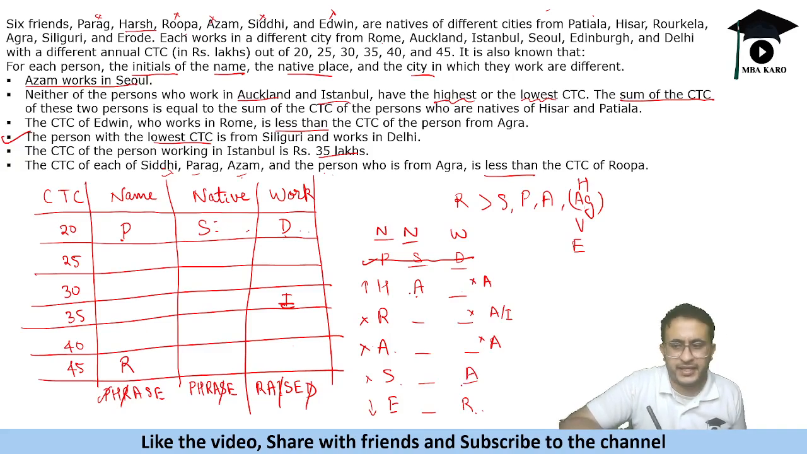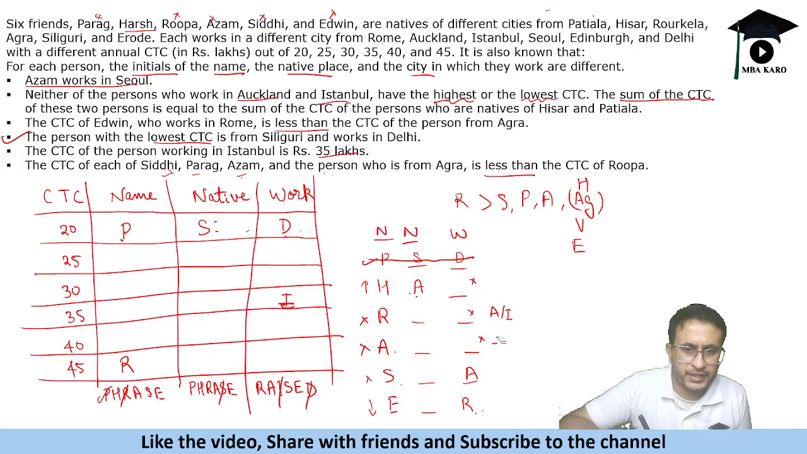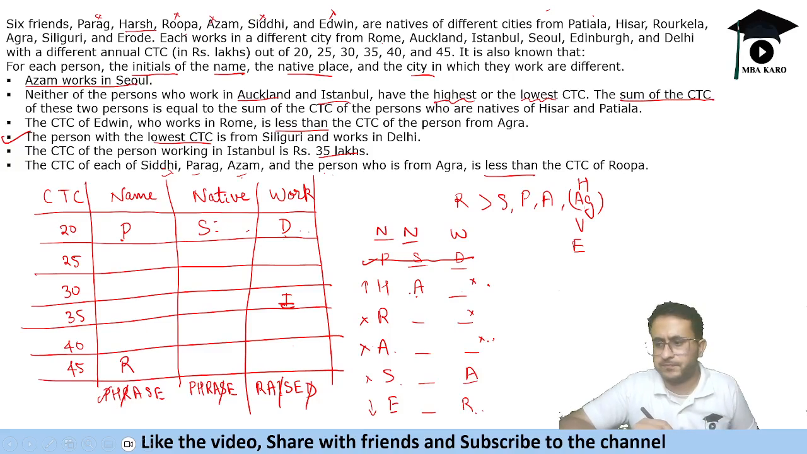So that means S will be from Auckland, right? So S is going with A. Then one has to go with I also. So we are left with I. I can be here or I can be here. Definitely not here. One of them can be I.